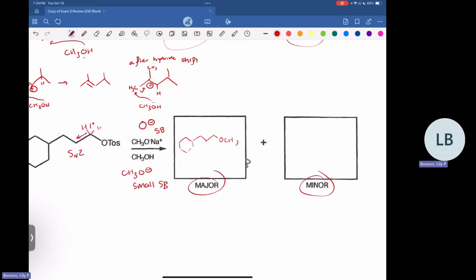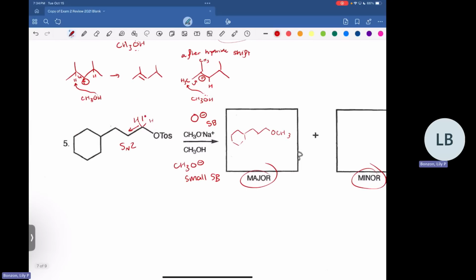Since we're given the minor product, we know that this strong base will also do some E2. And so from there, we just do the E2 reaction. So we have our leaving group. We have an adjacent hydrogen. So this is going to leave the base. It's going to take off the hydrogen. That's going to come back and form our double bond.